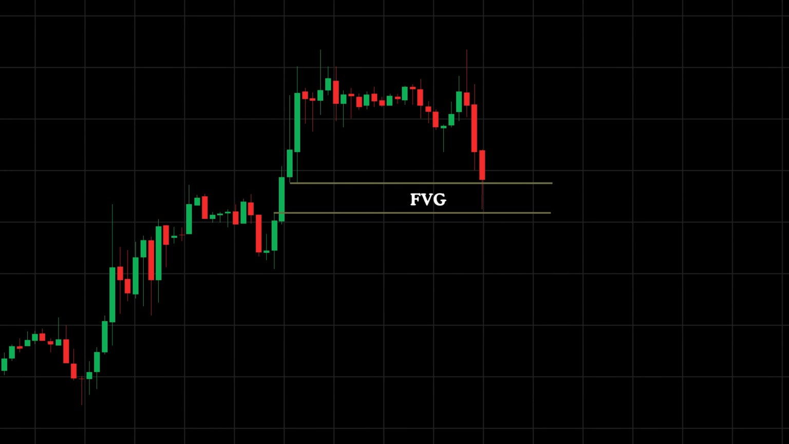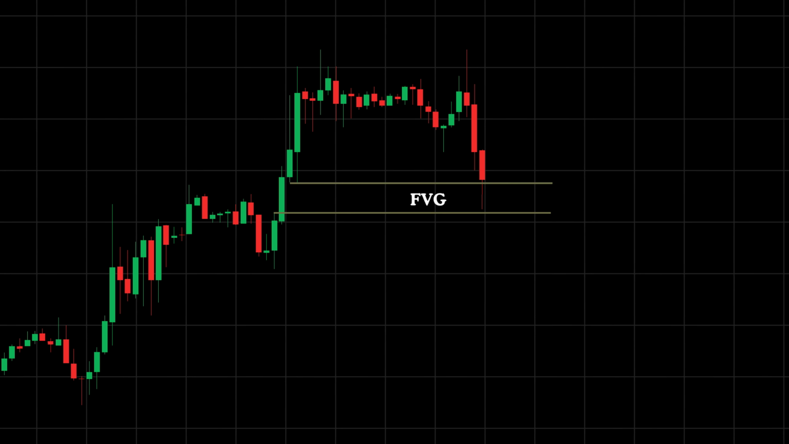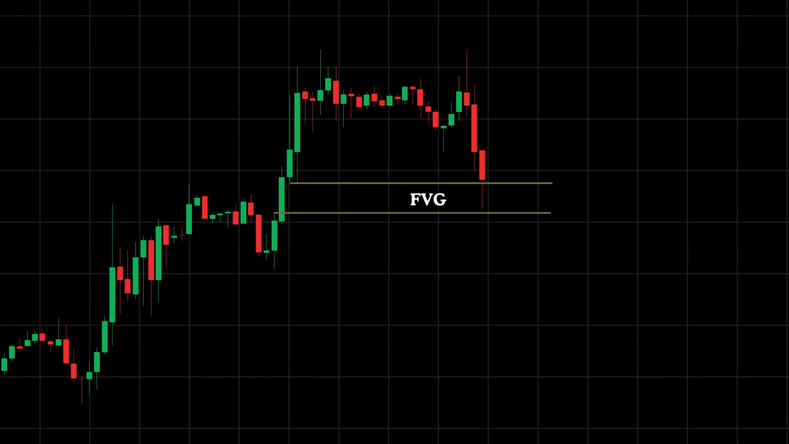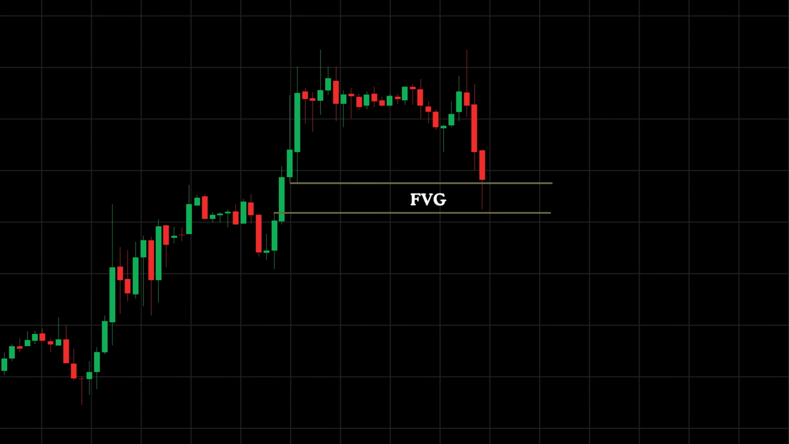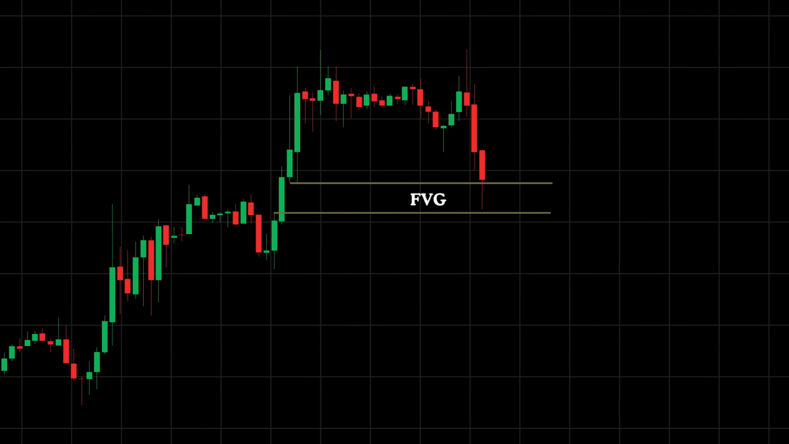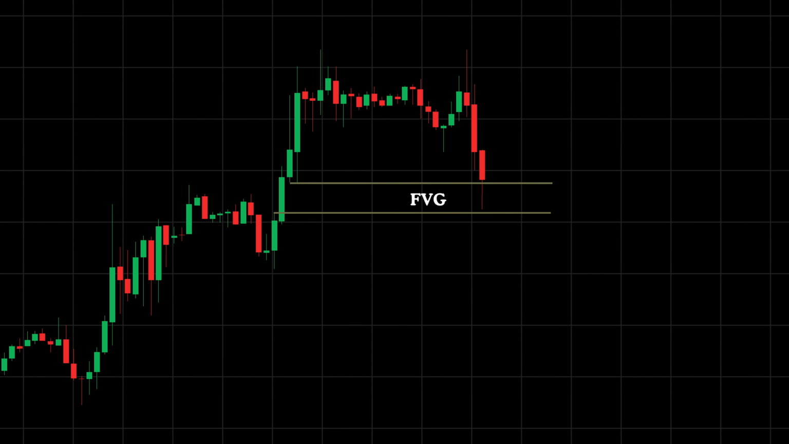Here on the Dow Jones 1-hour time frame, we can clearly observe a bullish trend, with the market consistently forming higher highs and higher lows. Now the key question is, where can we enter this bullish trend as smart money traders? Our first step is to identify a fair value gap.